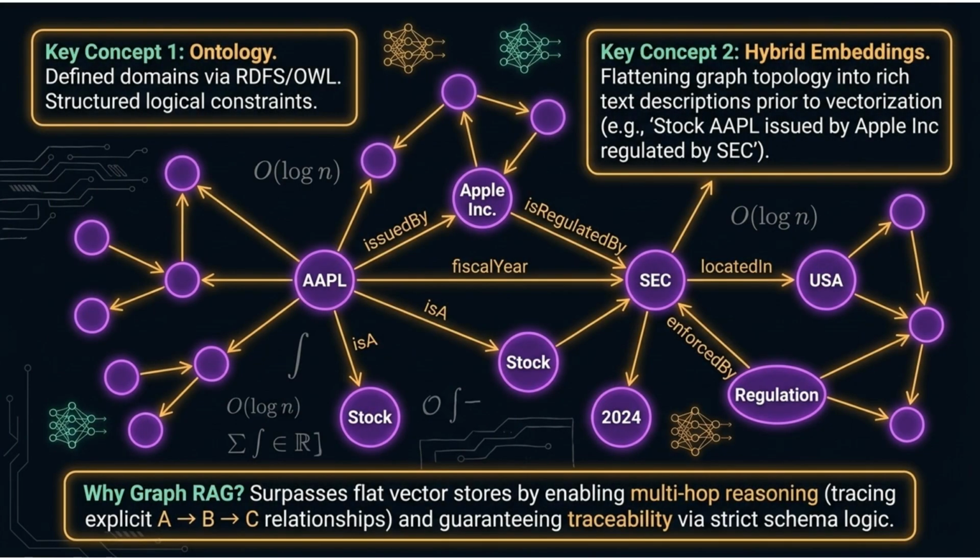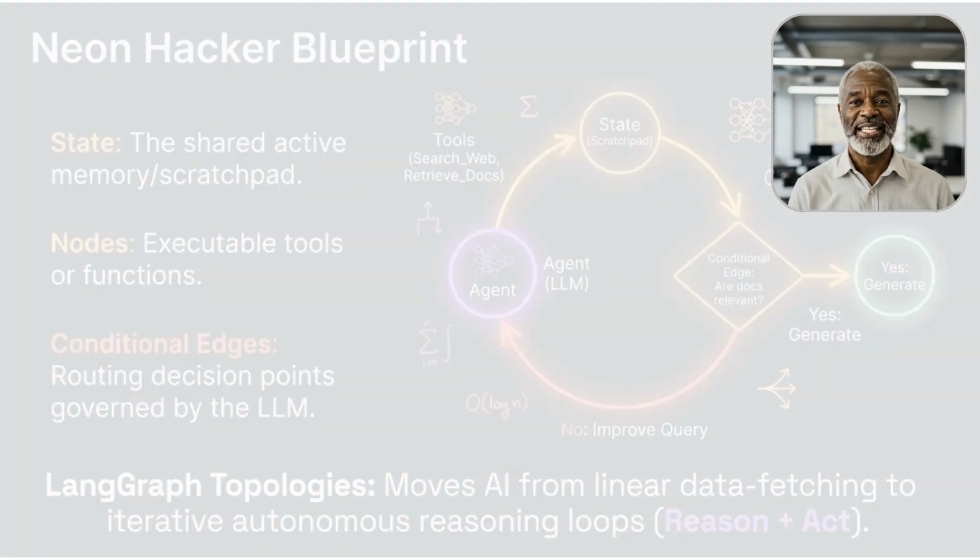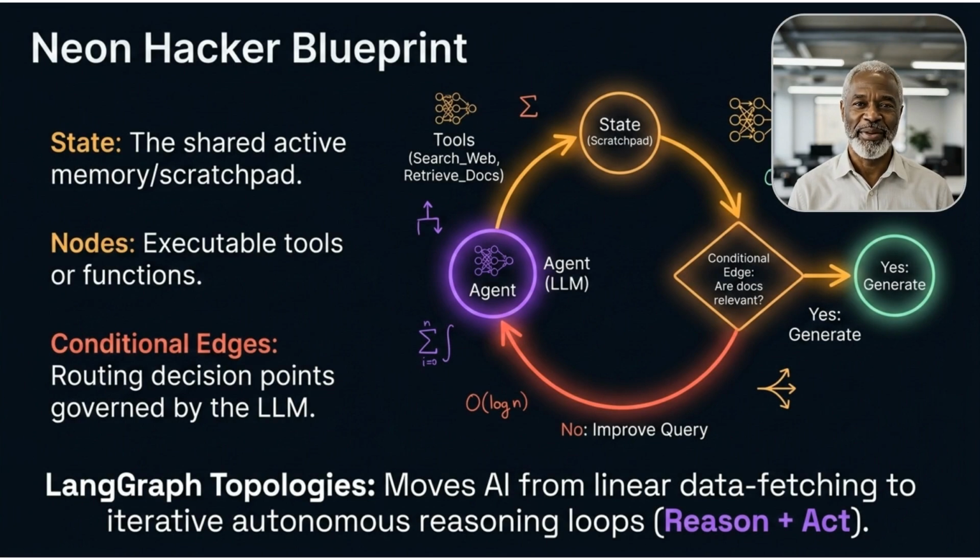GraphRAG uses ontology for structured logical constraints and hybrid embeddings for rich text descriptions. This surpasses flat vector stores by enabling multi-hop reasoning and guaranteeing traceability via strict schema logic. The Neon Hacker blueprint details LangGraph topologies, which moves AI from linear data fetching to iterative autonomous reasoning loops. Key components include the agent LLM, state, nodes, and conditional edges.